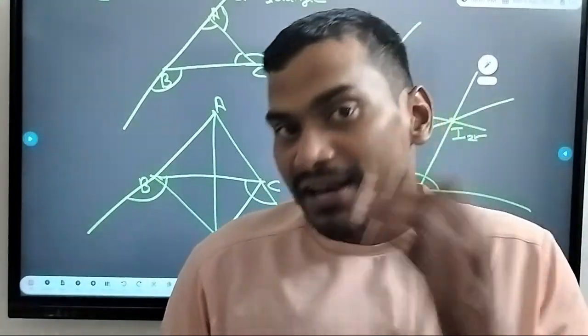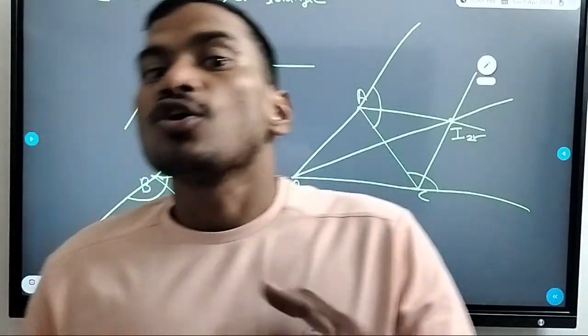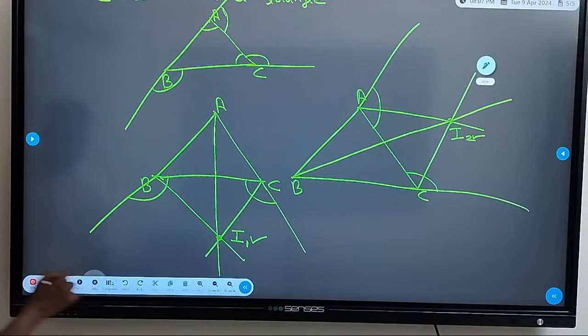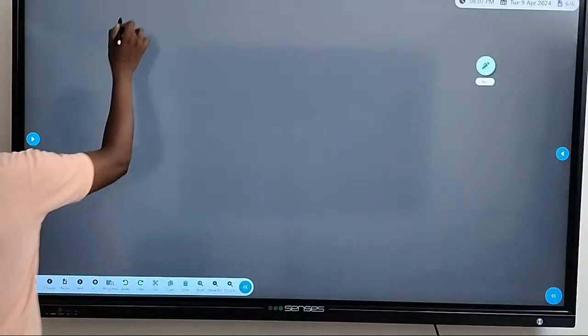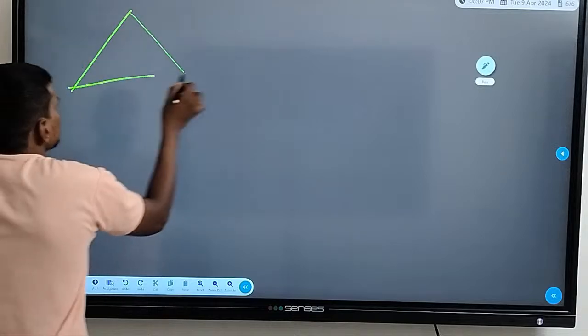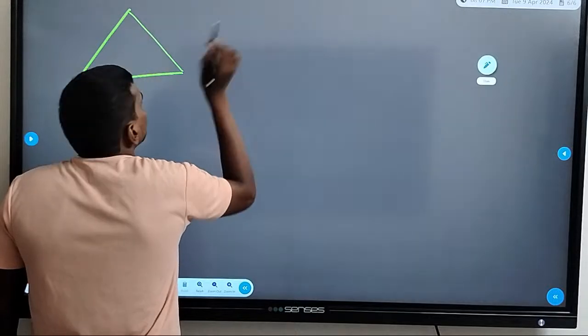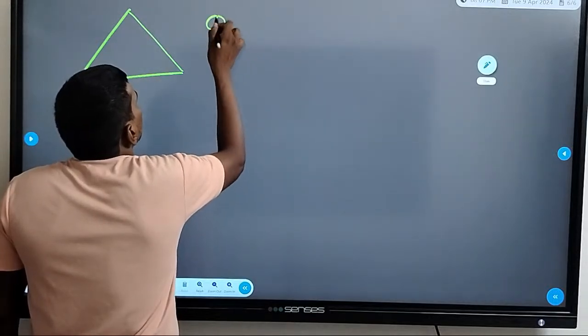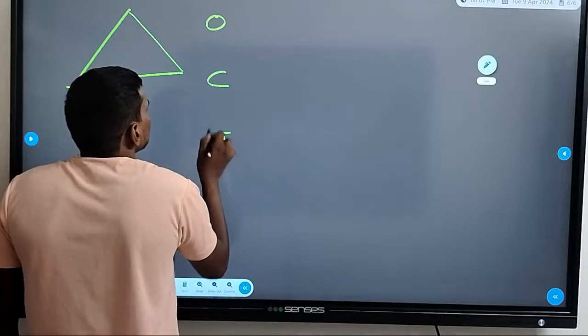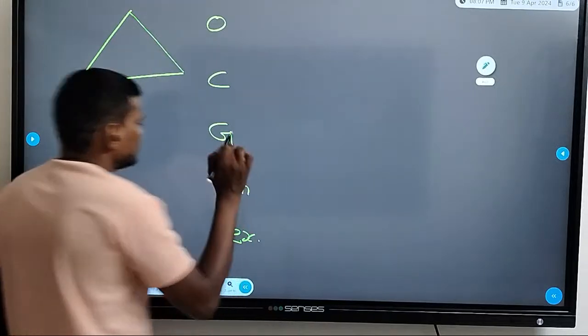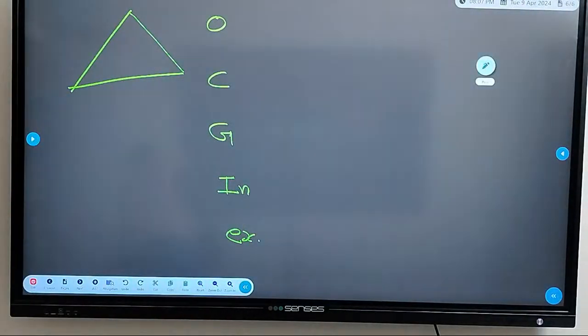All right. Now we are going to talk about the coordinates. So what are the coordinates, starting from your orthocenter, circumcenter, centroid, incenter, and then excenter. Let me see, you can see it clearly or not. Yes, everything is visible.